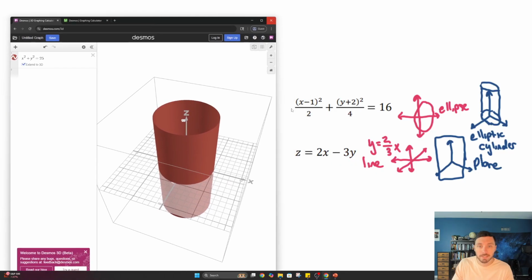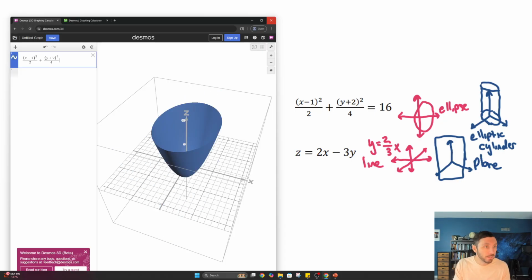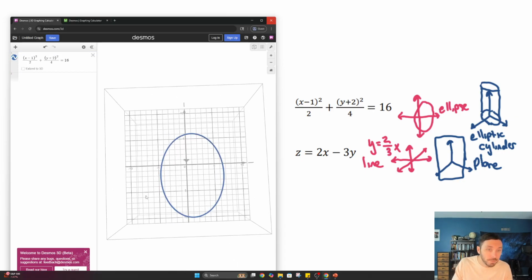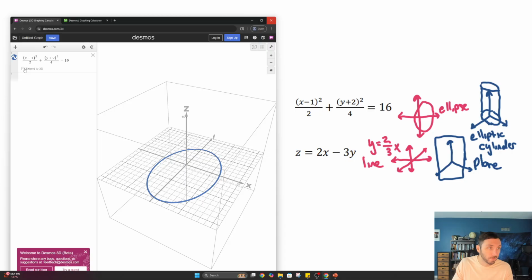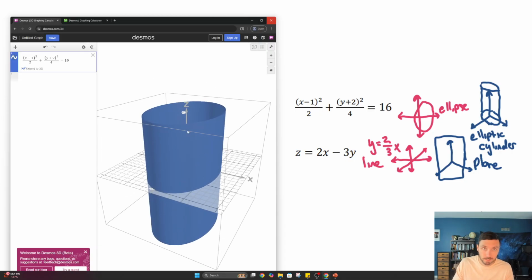If we're looking at the second case, this may look familiar: x minus 1 squared over 2 plus y plus 2 squared over 4. It's kind of cool to see these graph in real time as I'm typing in expressions. Maybe you might remember this as the ellipse back in pre-calc. It still is an ellipse, but since z is not present within this equation, z could be whatever it wants to be. Extend all those into space, and you end up getting what we call an elliptic cylinder.